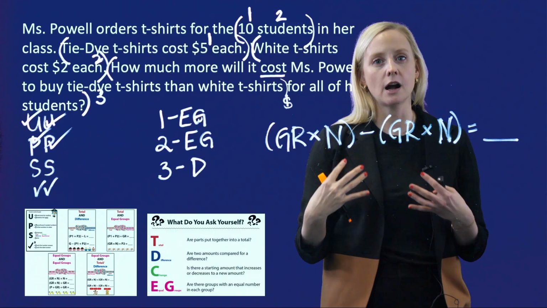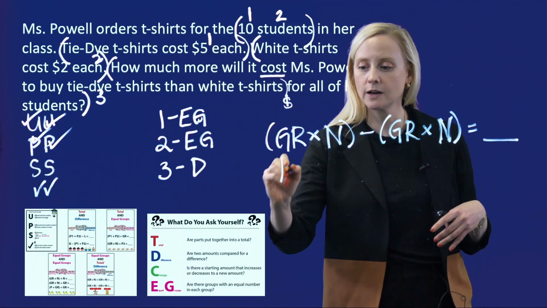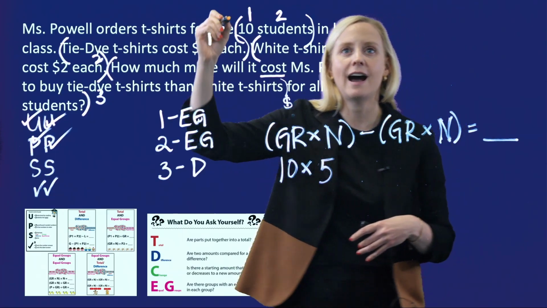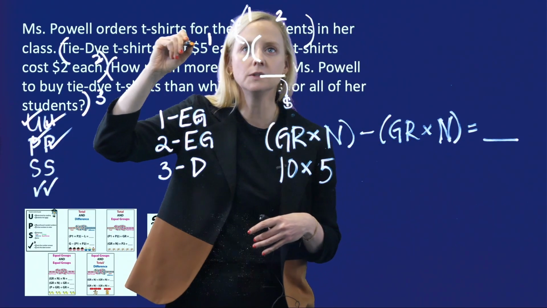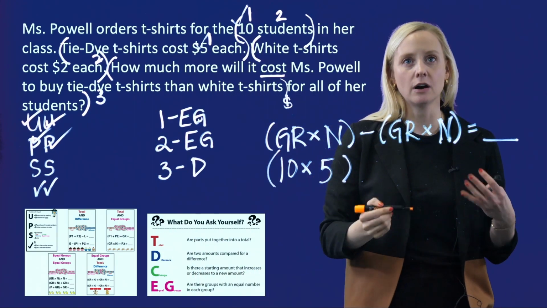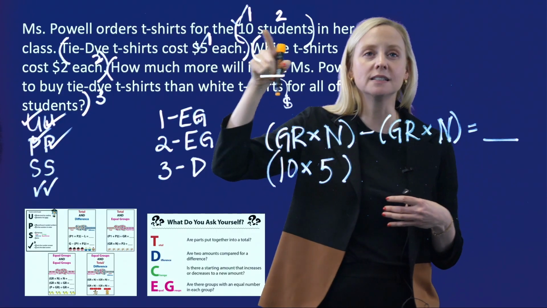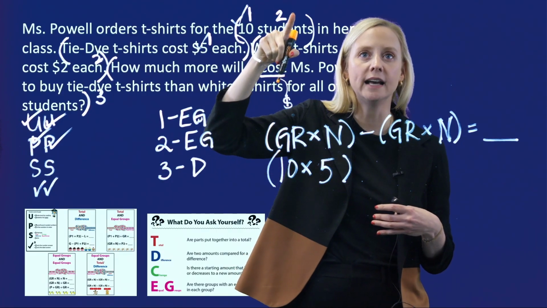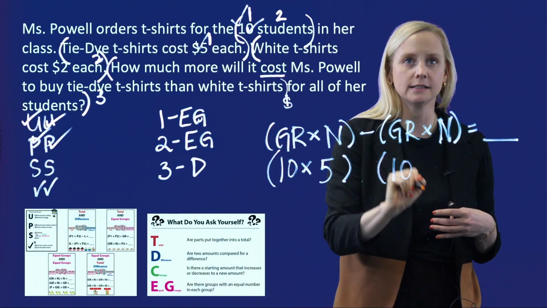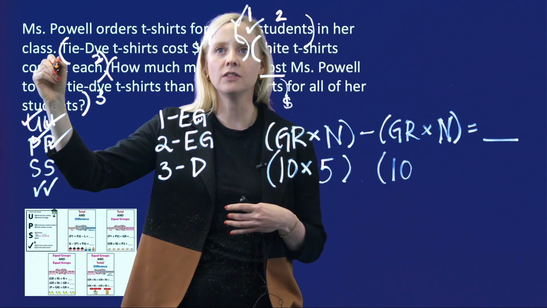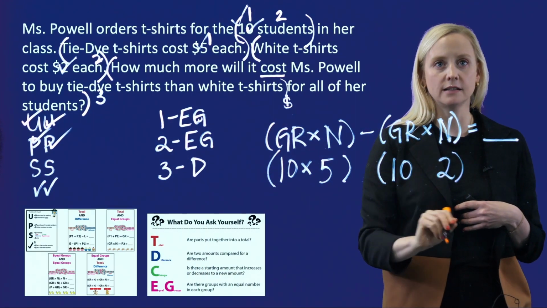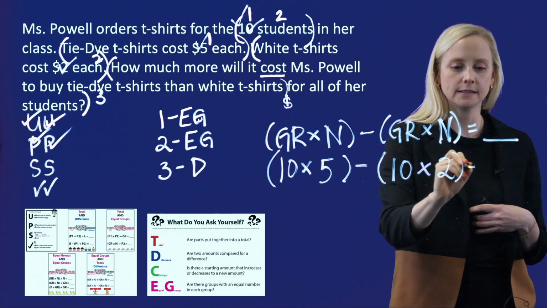So here I need to look at my first set of parentheses. I first need to figure out the total cost of the tie-dye t-shirts. So I know I have 10 students and each tie-dye t-shirt costs $5. I like to check off my numbers after I use them. And I know my second step, I need to figure out the cost of the white t-shirts. I'm dealing with the same 10 students. We have a 1 and a 2 next to this 10 students, so I'm actually going to use that number a second time. And then I know that the white t-shirts cost $2 each, so I'm going to bring that down. Now all I need to do is write my signs.